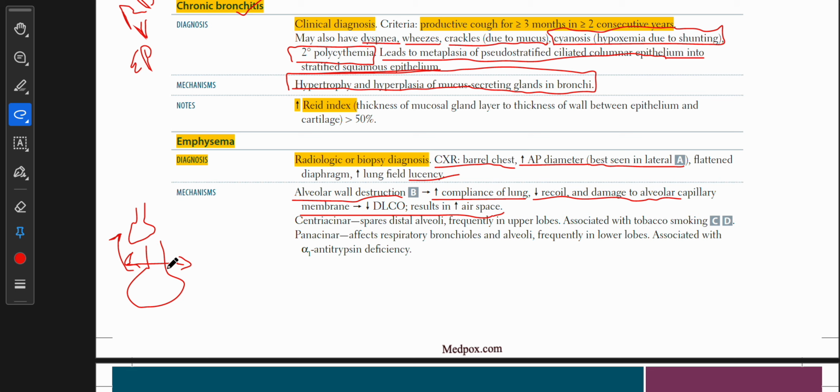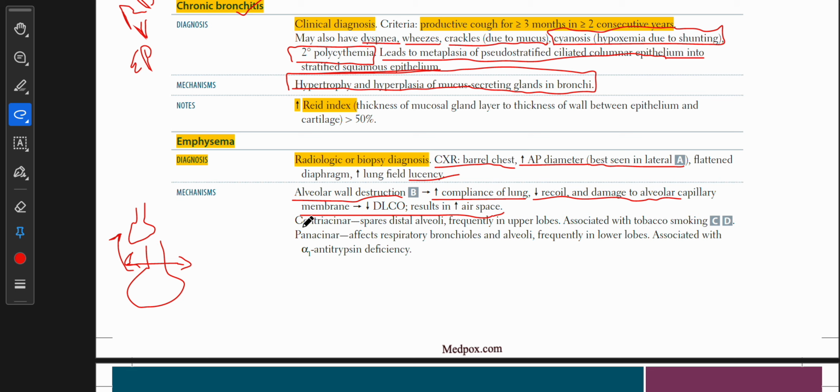So DLCO is also a clinical feature here. There is diffuse alveolar capillary damage, right? So it reduces DLCO. Diffuse alveolar capillary damage reduces DLCO.